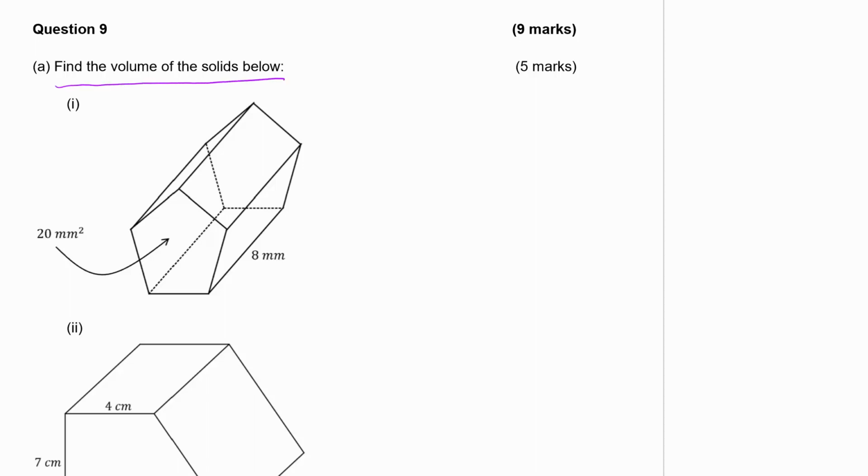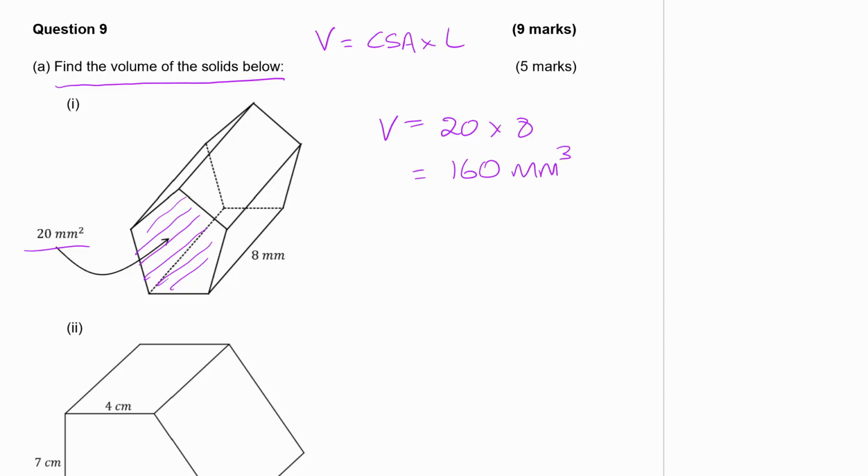Find the volume of the solids below. Well, we know that for a prism, it's equal to the cross-sectional area times the length. So the cross-sectional area here is given to us, it's 20. So it's just going to be 20 times 8, which is 160 cubic millimeters.